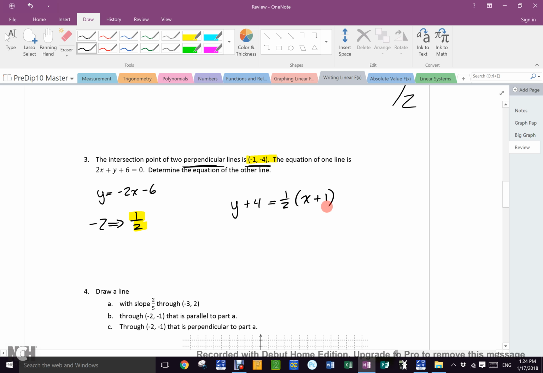Everybody cool? Do you need to see it in slope-intercept form? Or is that what everybody did who did it? All right, that also will be out of 2.